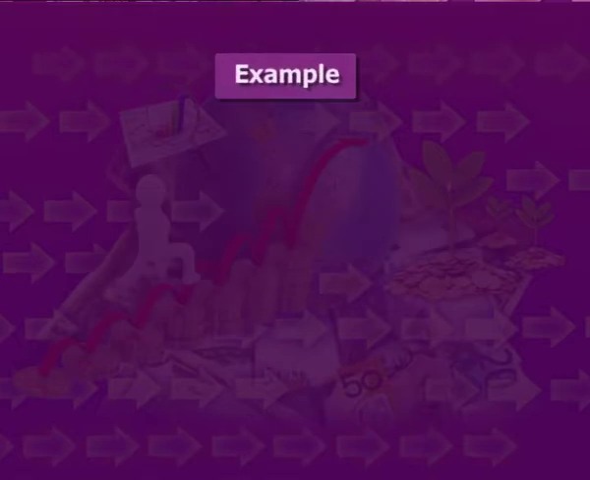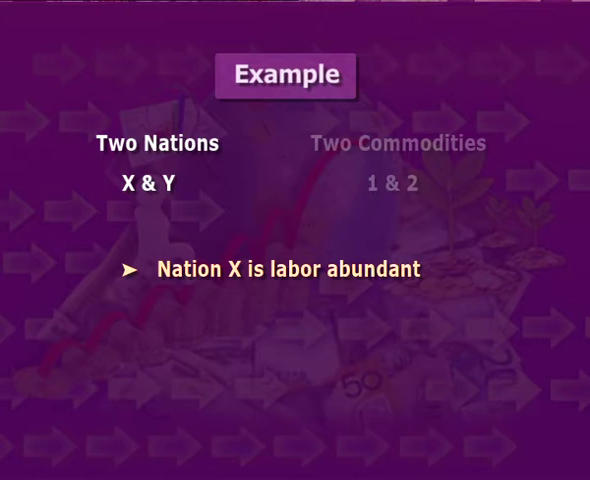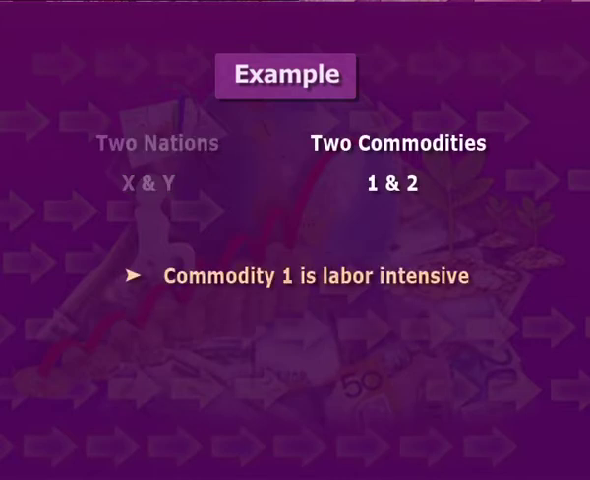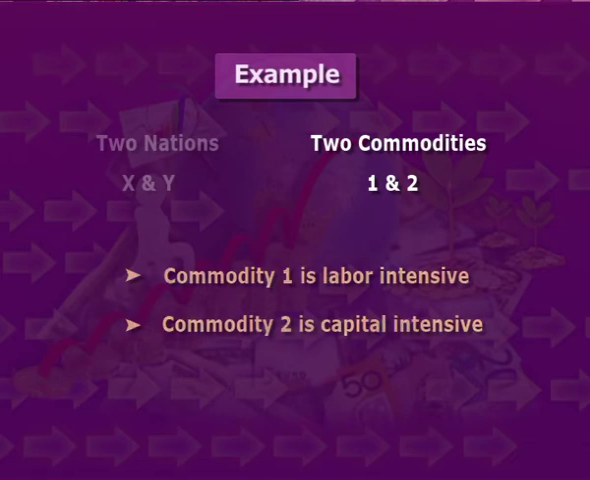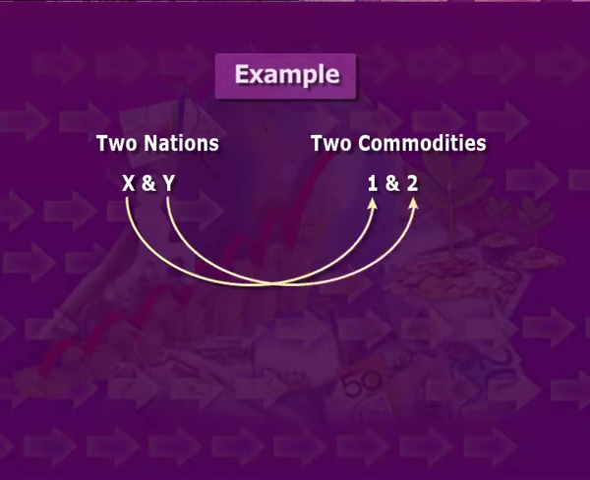Let's take an example. Two nations A and B and two commodities X and Y. Nation A is capital abundant nation and nation B is labor abundant nation. Commodity X is capital intensive and commodity Y is labor intensive. Therefore, nation A can produce more of X and nation B can produce more of Y.